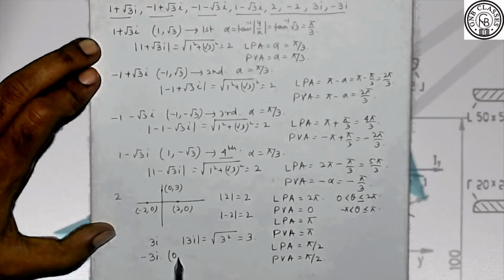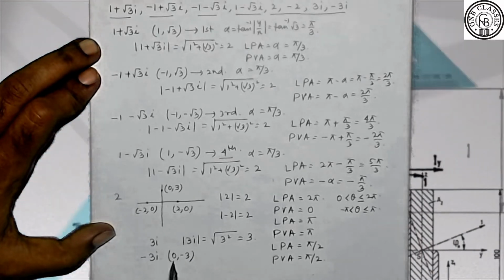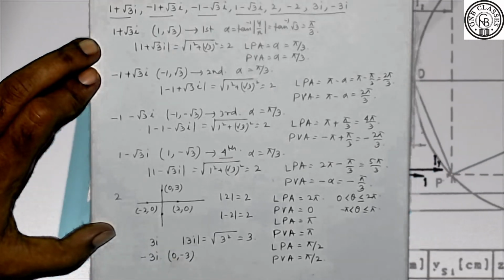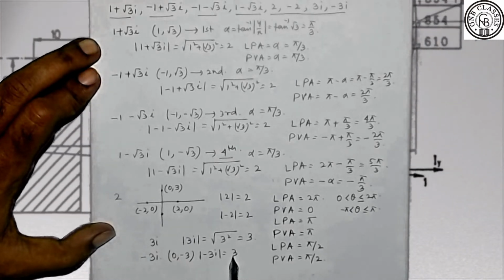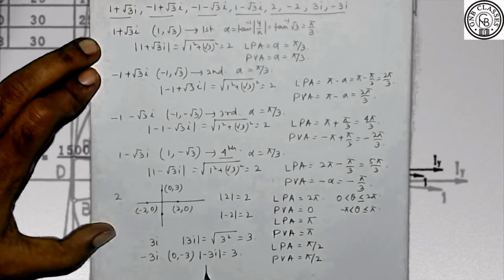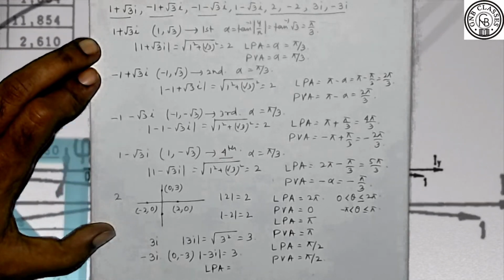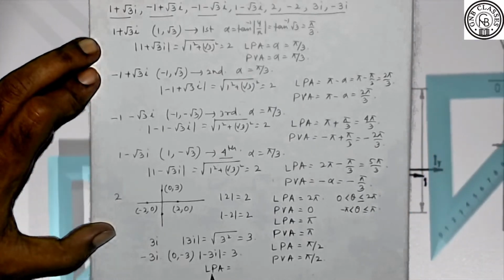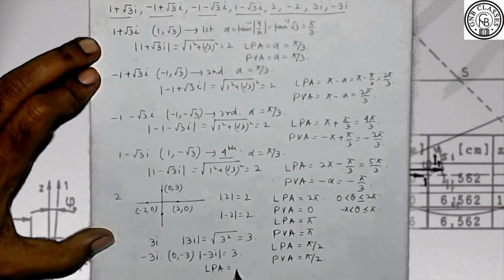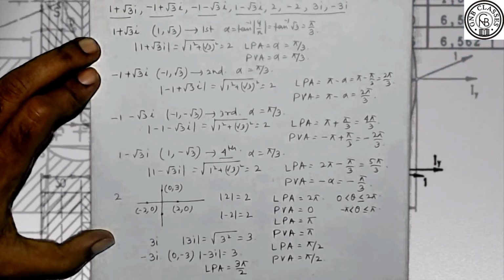Minus 3 iota, the point is (0, minus 3). That is, it is on the negative direction of the y-axis. Modulus of minus 3 iota will again give you 3. And the least positive argument in this case, since least positive argument theta lies from 0 to 2 pi, will be 3 pi by 2.